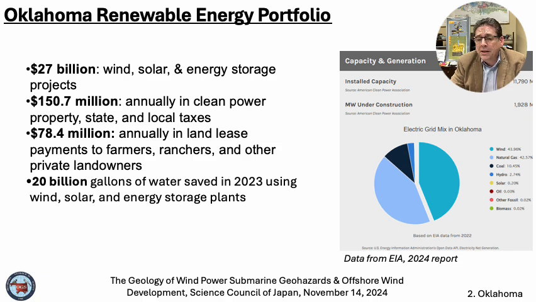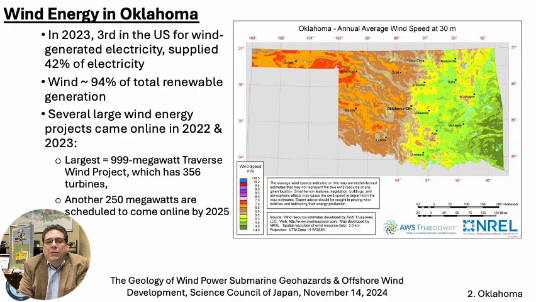These are all data from the EIA. They're not Oklahoma data. They're data from a 2024 EIA report. For wind energy, Oklahoma is 3rd in the U.S. for wind-generated electricity, and 94% of the renewable generation is actually wind. So we're a leader there.